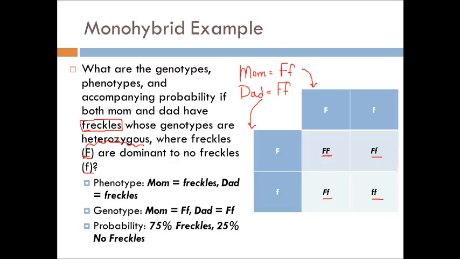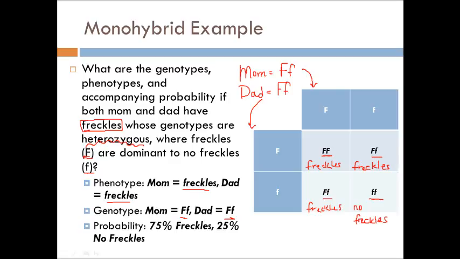Okay, so now we can look at the genotypes. Said mom has freckles, dad has freckles. Well then that means mom has to be big F, little f, and dad has to be big F, little f for the genotypes. Now if it's big F, that means this has to be freckles. Big F, little f is freckles because it has at least one of the dominant alleles. Big F, little f, again, is freckles, and little f, little f is no freckles.